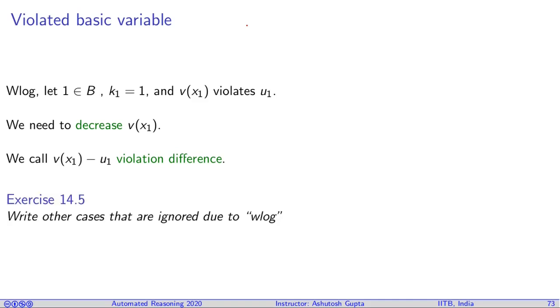Write down the other cases that are ignored due to without loss of generality. Whenever we say without loss of generality, it means I'm talking about a specific case. What other cases have been ignored? It's a good exercise to see what the possible cases are and how to write them down formally.